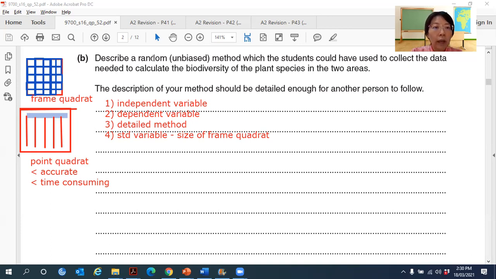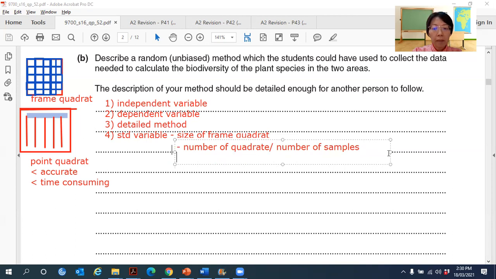So therefore, in the detailed method, you can say that in the coordinates selected, you can use a frame quadrat or point quadrat to do the sampling. For the standardized variables, you standardize the size of the frame quadrat that you want to sample. Another thing is you want to standardize the number of quadrats or the number of samples that you're going to take in this area. But if you see in the mark scheme, they also say that you need to standardize the number of plots. So what do you mean by standardizing the number of plots in that area?